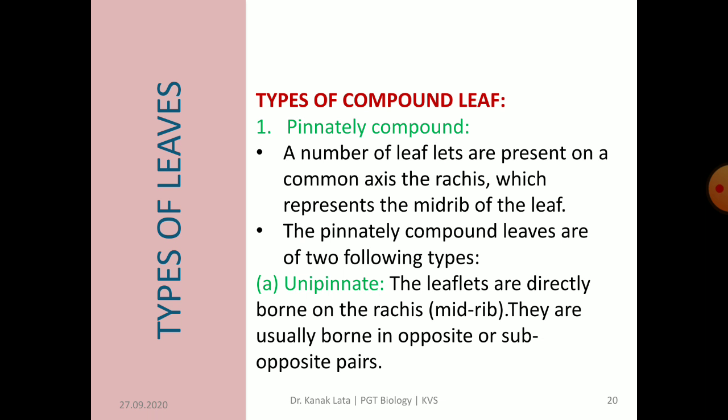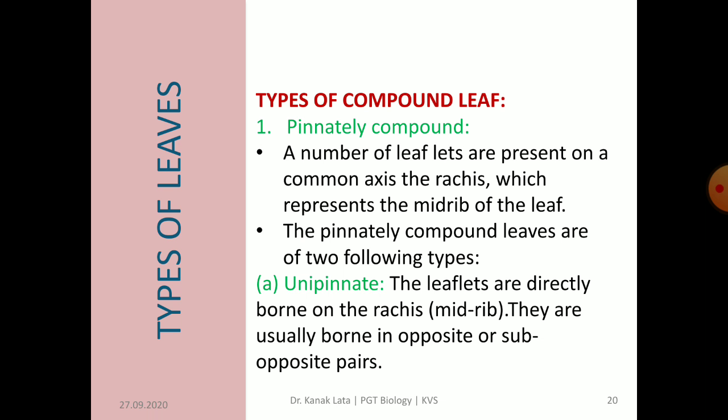So let us see what are the different types of compound leaves. It is of two types, pinnately compound and palmately compound. In pinnately compound, it is unipinnate, and unipinnate may be further divided into paripinnate, imparipinnate, then bipinnate, tripinnate and decompound. In palmately compound, it is unifoliate, bifoliate, trifoliate, quadrifoliate and multifoliate. Here we are going to discuss one by one.